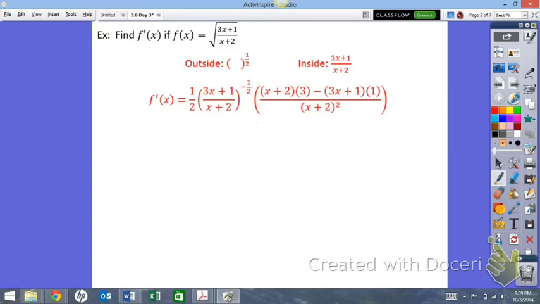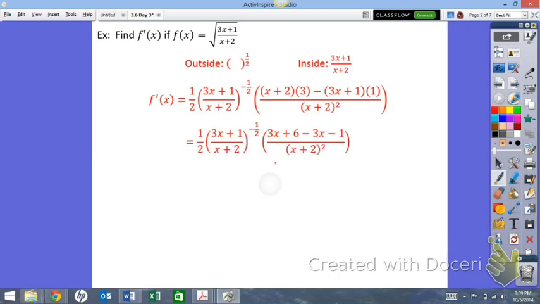So the first step of getting f prime, I'm going to differentiate the outside function first. So I'm going to bring this 1/2 down in front and then subtract 1. So I'm going to have 1/2 times the inside function to the negative 1/2, and then times the derivative of the inside. So once again, that's a quotient rule: low d high minus high d low, all over low squared.